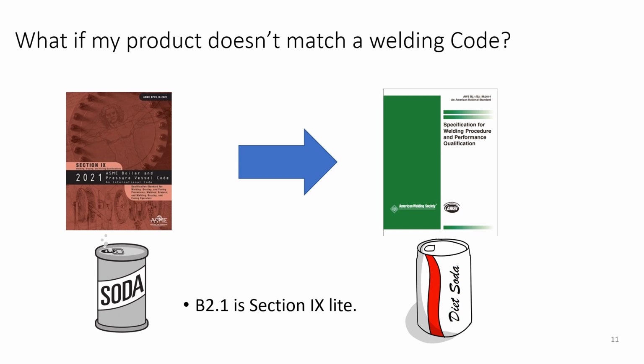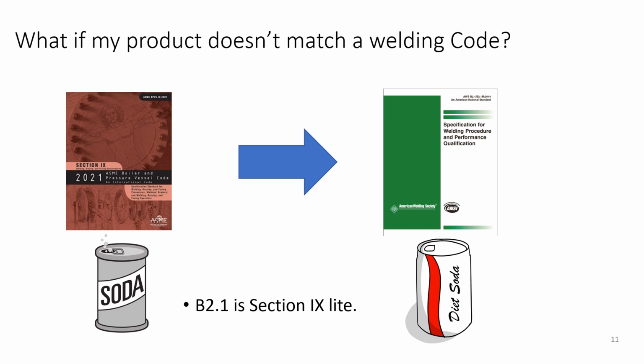So a friend of mine calls AWS B2.1 Section 9 Light. If you get into these two codes and start reading through them, there's a lot of verbiage and a lot of the material in there is pretty similar. A lot of what is said in AWS B2.1 is pretty similar to what you'll see in ASME Section 9, but it's kind of a thinned down version, and it's for use in situations other than boilers and pressure vessels.